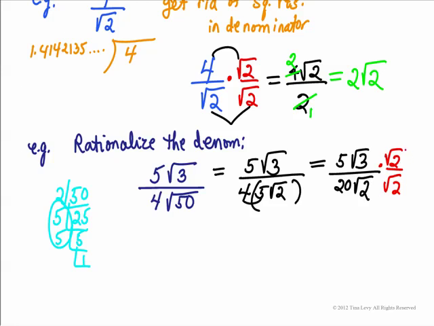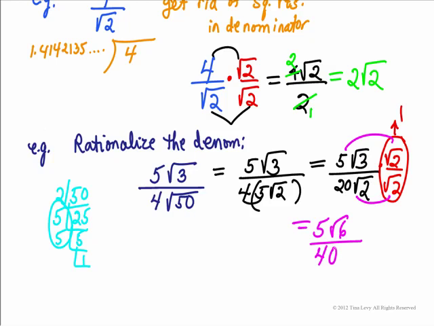And that radical 2 over radical 2 is really a 1, so I haven't changed the fraction. Working this through, the top becomes 5 is outside. Radical 3 times radical 2 is radical 6. Then I have 20 times the 2 gets released, so it's 40. However, I'm not finished because this 5 is outside the radical and this 40 is too. So 5 goes into itself and into 40. So my final answer is radical 6 over 8.